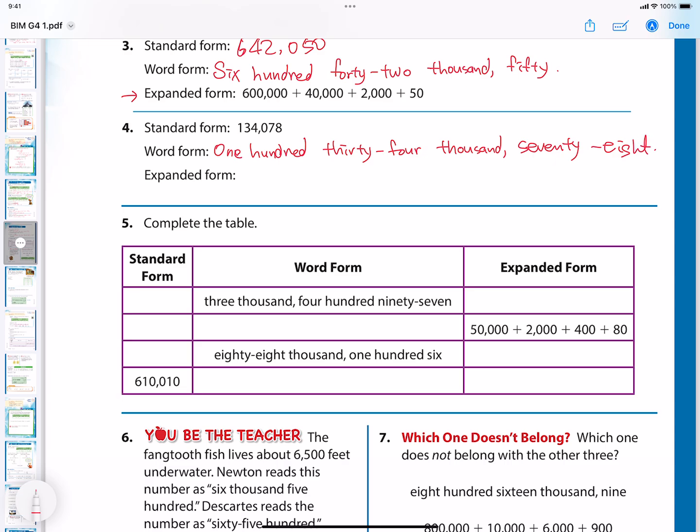All right, and expanded form, 100,000 plus 30,000 plus 70 plus, oops, you see I made a mistake too. I forgot to put what? 4,000. Sorry. 4,000 plus 70 plus 8.